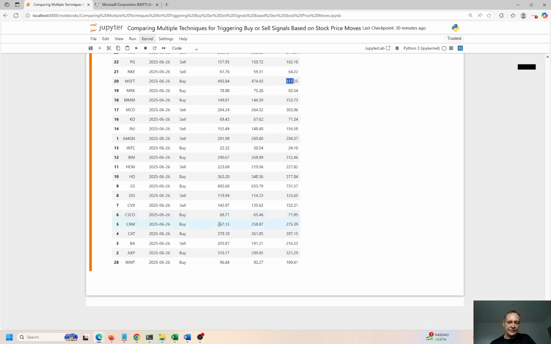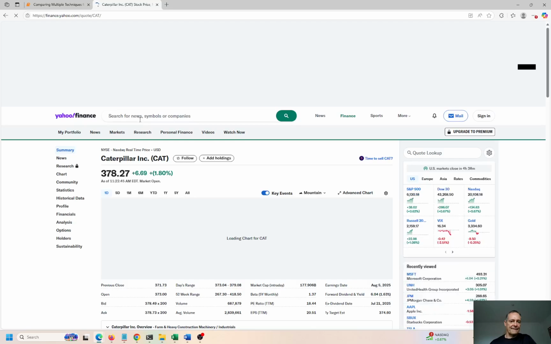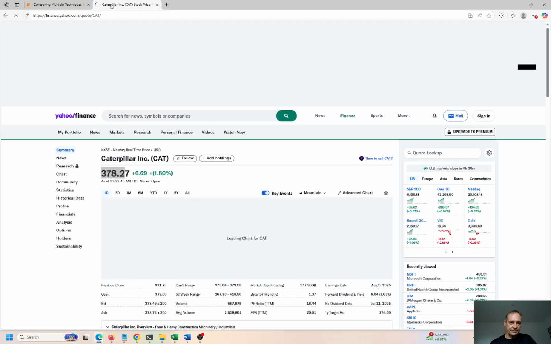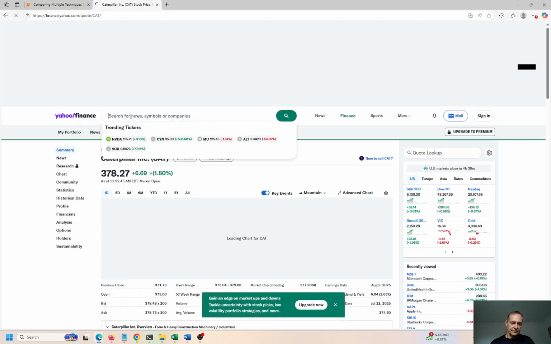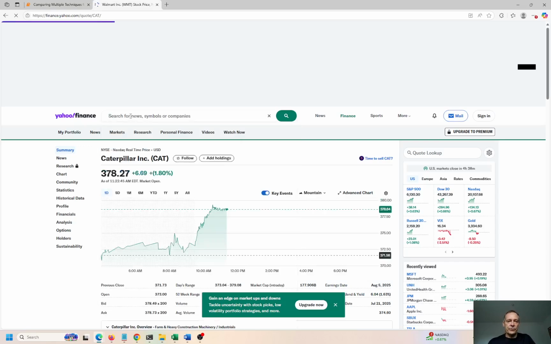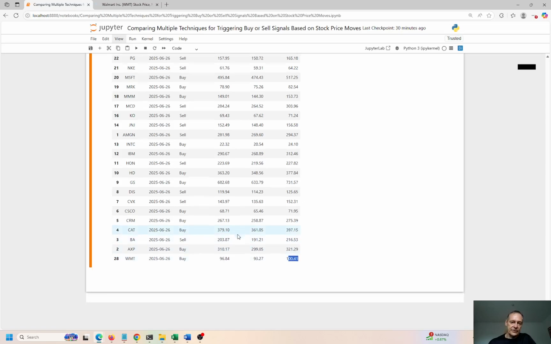Can I find any that's good buy? Caterpillar 379. Cat. $378. Okay, so these prices are just right in line with where they should be, right? So Walmart, one more. WMT. We're almost done, guys, so hang in there. I need to take a break too. Walmart is 96.68. It's right in the sweet spot, right? So if it goes below 93, that's a buy signal. Above 100, that's a sell signal.